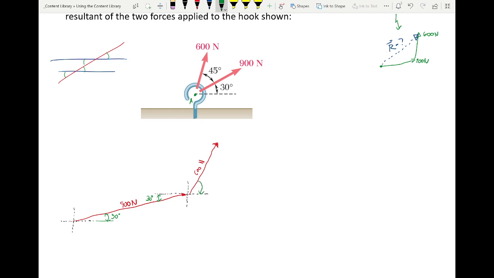Now, let's see if we're paying attention. What is that angle right here? 75 degrees. It's not 45, it's 75, because we're measuring from the horizontal all the way to the angle in question. Let me erase that because it got kind of sloppy. So this is 75 degrees.